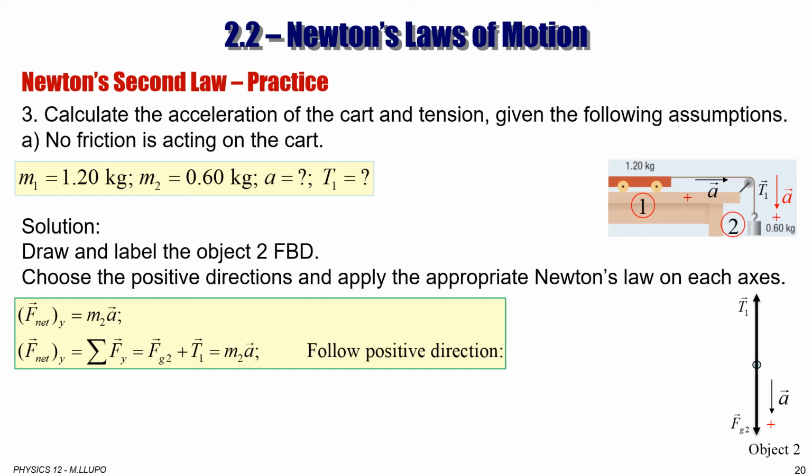So F net y is equal to m2a, and F net y is the sum of all forces, which is Fg2 plus T1 is equal to m2a. Now take a look. The positive direction is down, so Fg2 is positive and T1 is negative. So we can say Fg2 minus T1 is equal to m2a, and that makes equation number 2.